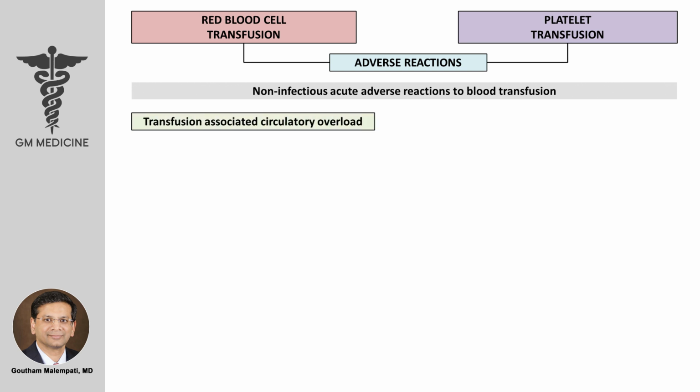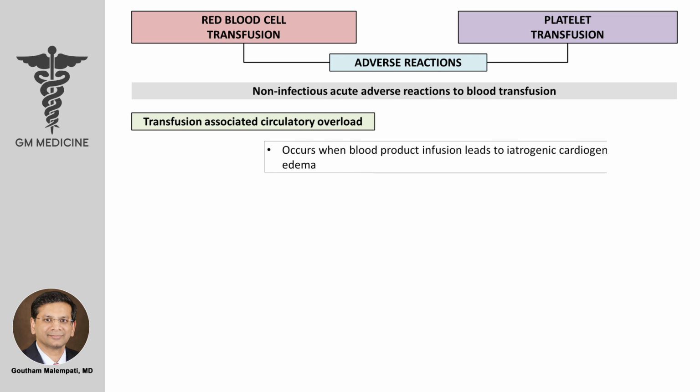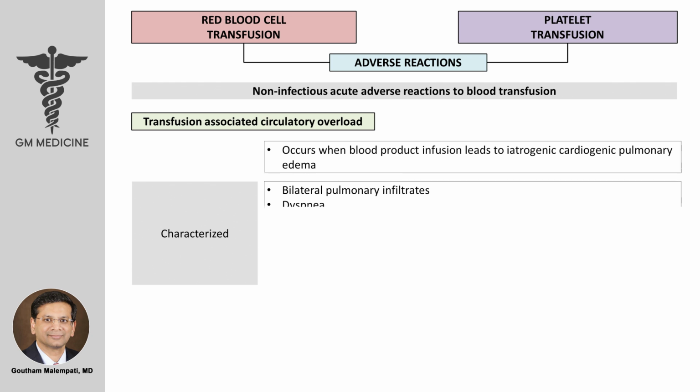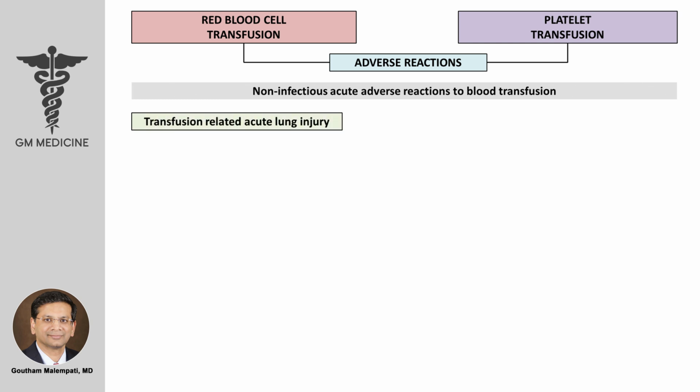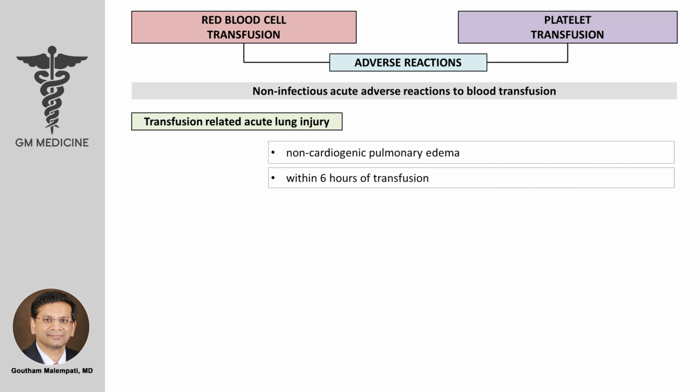Transfusion-associated circulatory overload occurs when blood product infusion leads to iatrogenic cardiogenic pulmonary edema. It is characterized by bilateral pulmonary infiltrates, dyspnea, hypoxemia, tachypnea, tachycardia, jugular venous distension, and peripheral edema. Transfusion-related acute lung injury is defined as non-cardiogenic pulmonary edema, which typically occurs within 6 hours of transfusion.